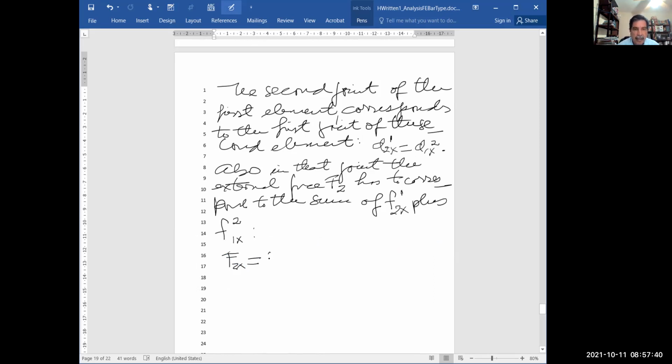So it's going to be equal to EA over L of the first element. And we have to say that this is minus 1, 1. And this is equal to d1x of 1, d2x of 1, plus EA over L of the second. And then we say 1, minus 1, because this corresponds to the first row. And it's multiplied by d1x of the second, d2x of the second.